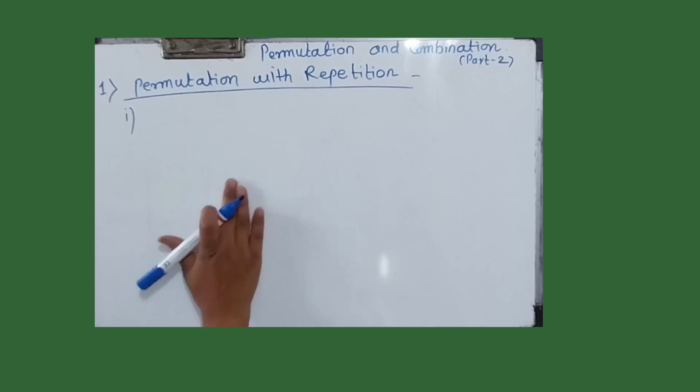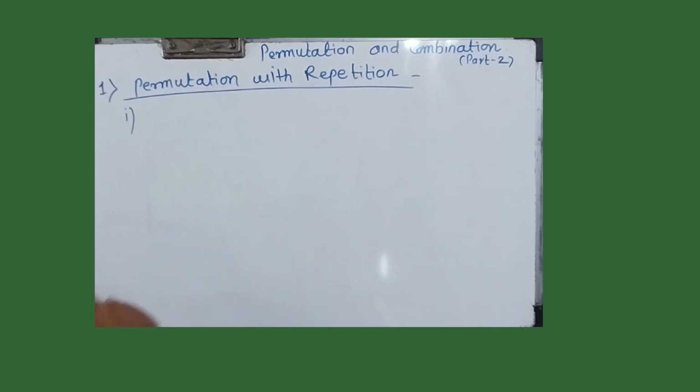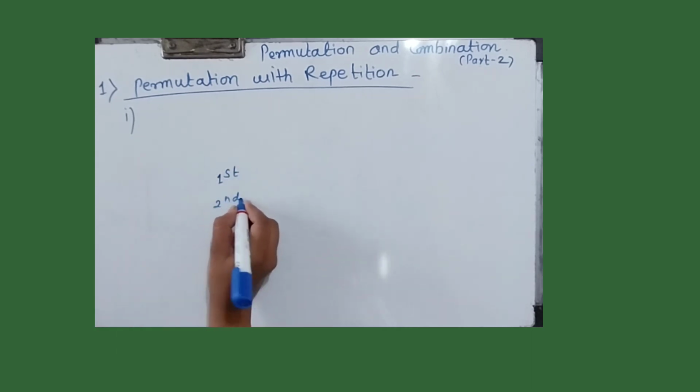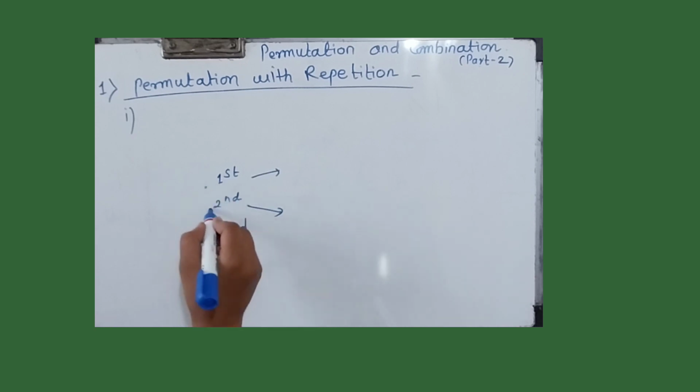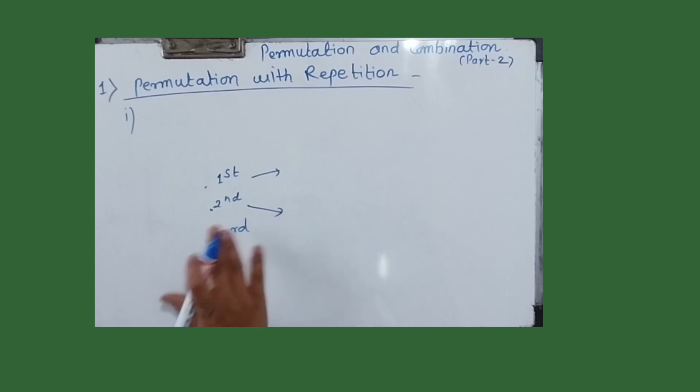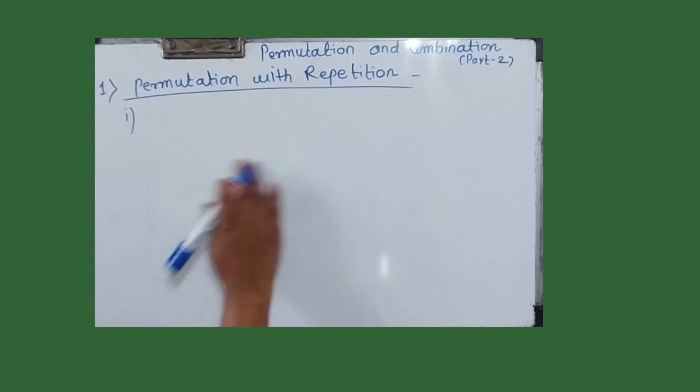No repetition means, suppose in a running race, you may be first or second or third, but you can't be first, second and third at once. So repetition is not allowed here. This is the second type.